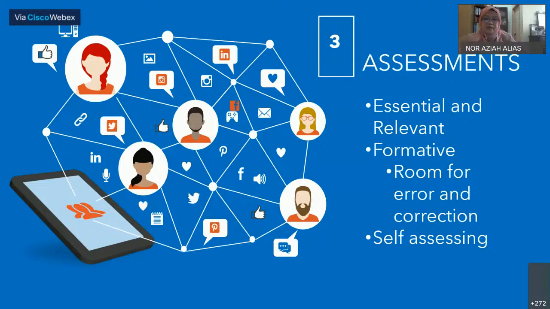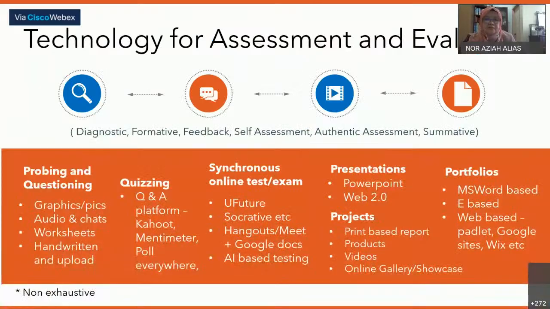Okay, so the last one is assessment. For technology for assessment, remember again, essential and relevant. Mostly we do a lot of formative. If we look at the range of technology, we can start with simple things like graphics and pictures, audio and charts, or even worksheets. No worry about that, right? And then we can do the quizzing, Kahoot, Mentimeter, polls, whatever. Most of us are already doing this. We now have online tests, and people questioning whether we are cheating. Are we still grappling with that issue? And of course, we can have portfolios, presentations, and projects.